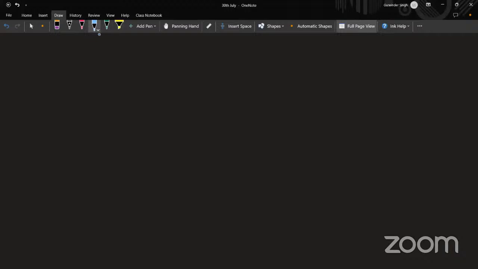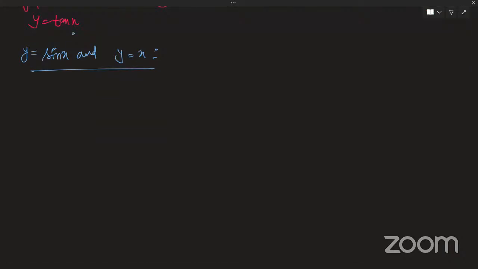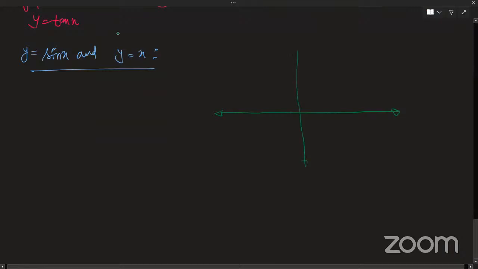So just one thing more to go. The comparison between y is equal to sine x and y is equal to x. Do you know this? Comparison, like plotting them on the same Cartesian axis. So this is my x-axis, this is my y-axis. Okay, I am plotting my sine x curve.